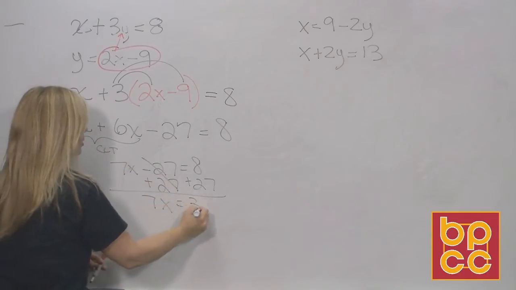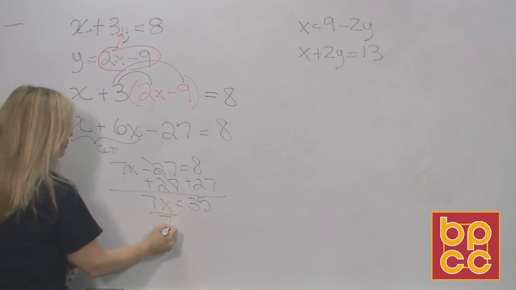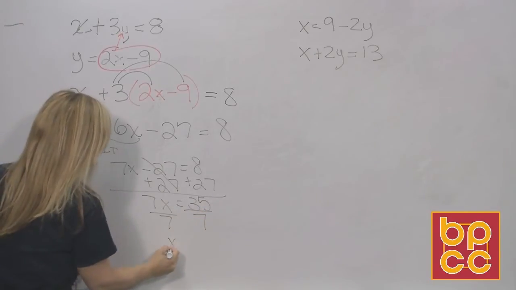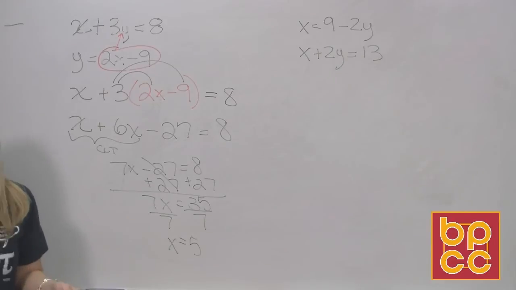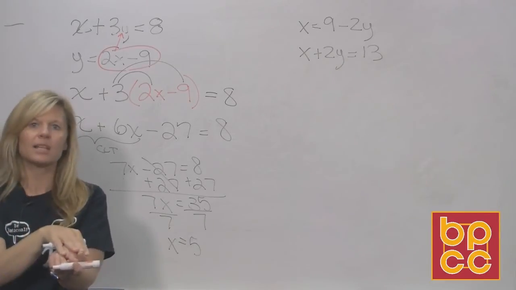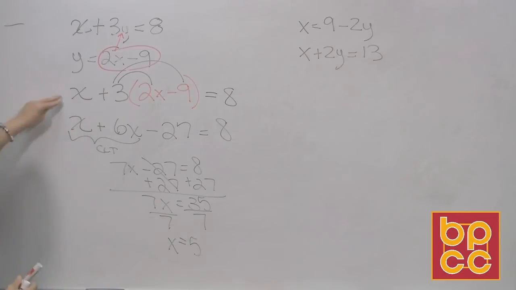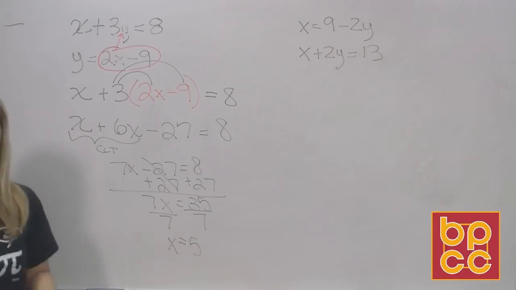7x equals 35. We're going to divide by 7. And there's our solution. X is 5. So if you look, by taking the two equations and putting them together by substitution, you formed a linear equation, an Algebra 1 equation you know how to solve. Now you're not done.